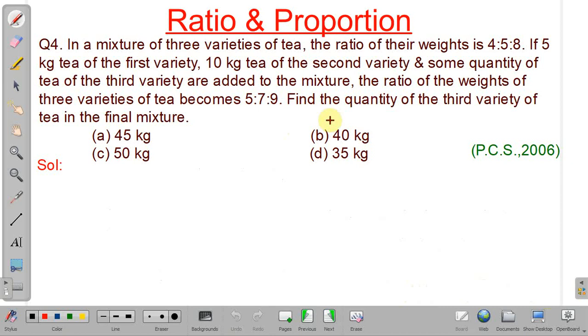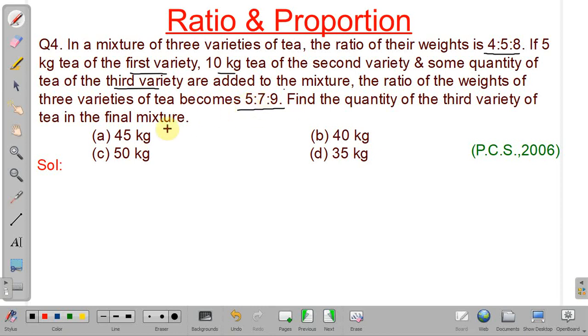See, in this problem, what is given? A mixture of tea contains three varieties of tea, and the ratio of the varieties, first to second to third, is given as 4:5:8. And in this mixture, 5 kg of first variety is added, 10 kg of second variety is added, and some quantity of third variety is added to the mixture. The ratio of the weights of the three varieties in the new mixture will become 5:7:9. So we have to find the quantity of the third variety of tea in the final mixture.